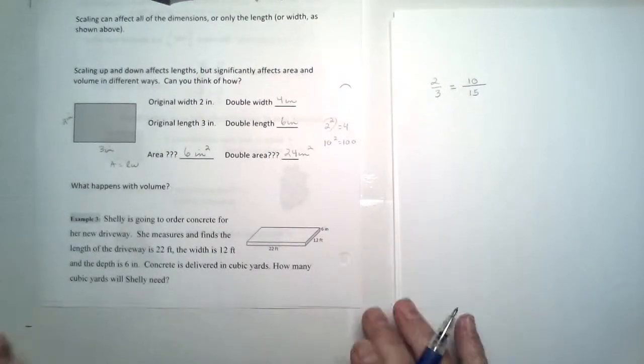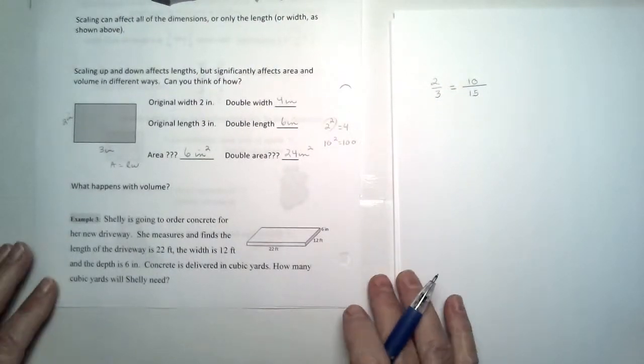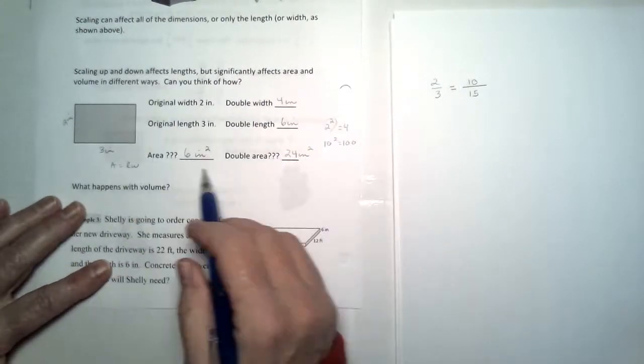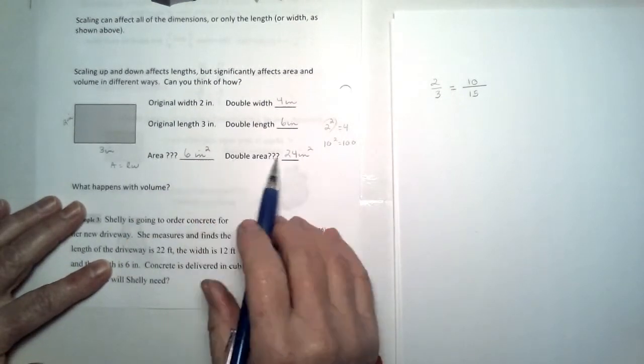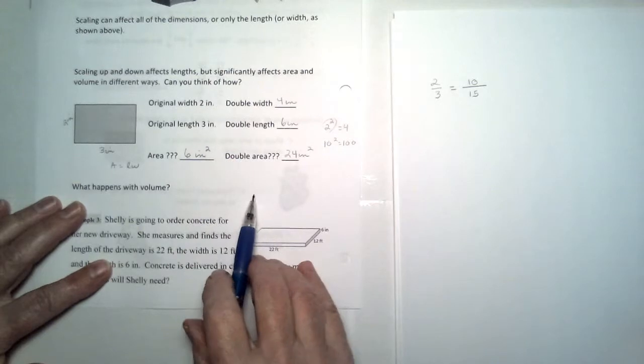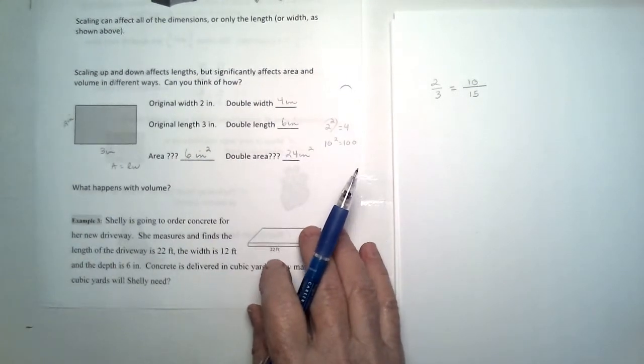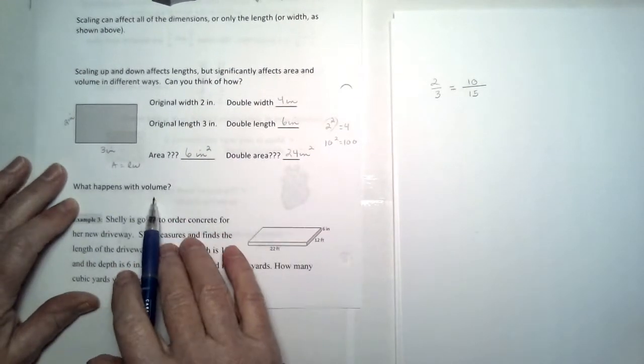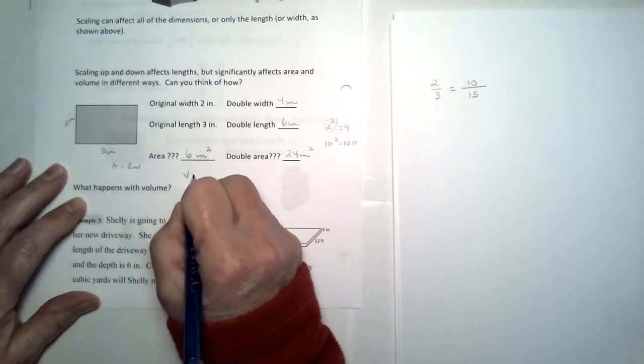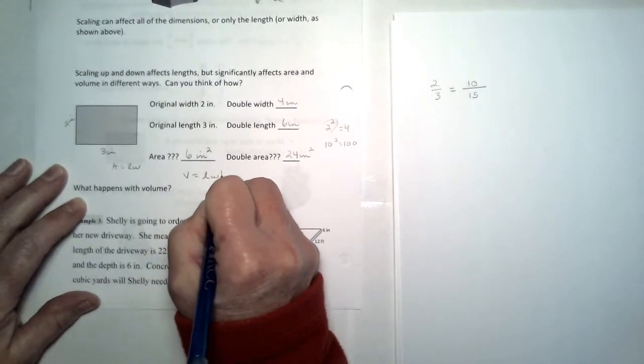Okay, we're still on Math 20, Section 4.5 on scaling. We were talking about what the effects are for area when you mess around with the length and the width, in this particular case of a rectangle. What happens to the volume? Well, volume is equal to length times width times height.